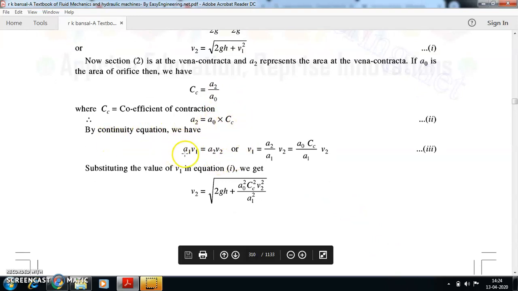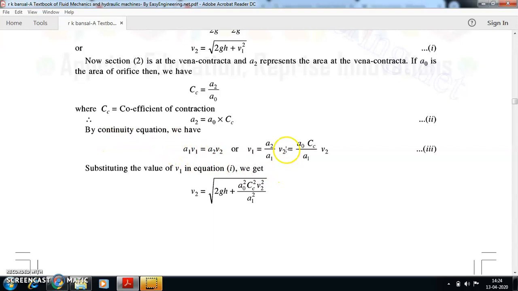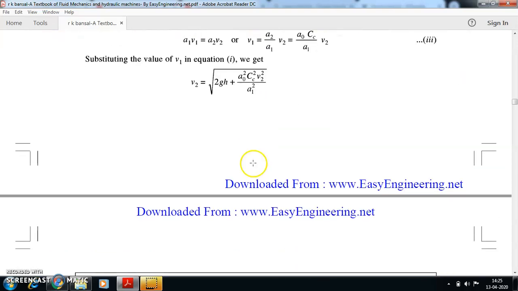By continuity equation, you know A1 V1 is equal to A2 V2. I can relate V1 and V2, right? So your V1 will be A2 by A1 into V2, and A2 I can substitute here as A0 into CC. By substitution I get the value of V1 in terms of V2, including CC, the coefficient of contraction. Now substitute this. Okay, V1 is equal to A0 CC by A1 into V2 in equation 1, where we have V2 is equal to root of 2gh plus V1 square. You do the substitution.